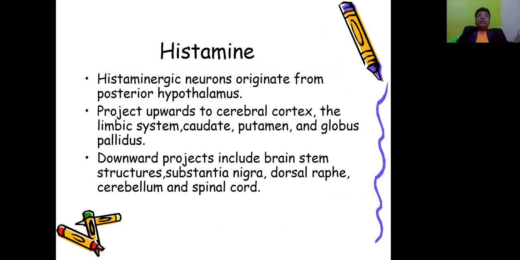Now coming to histamine. Histamine and histaminergic neurons originate from the posterior hypothalamus. They project upwards to the cerebral cortex, the limbic system, the caudate nucleus, the putamen, and the globus pallidus. Downwardly, the fibers project to brainstem structures, the substantia nigra, the dorsal raphe, cerebellum, and the spinal cord.